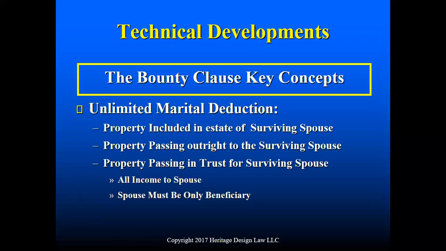Now, the next clause that we need to think about is the unlimited marital deduction. So what that means very simply is property that's included in the estate of the surviving spouse is entitled to an unlimited marital deduction on the death of the first spouse. So property passing outright to the surviving spouse is subject to the marital deduction at the time of your death, and so is property passing in trust for the surviving spouse under a number of particular conditions, the least of which is that it has to have at least all income to the spouse, and the spouse has to be the only beneficiary of that trust. So the unlimited marital deduction, everything that goes to the spouse or in trust for the spouse under certain circumstances, properly drafted, is deductible on the death of the first spouse.